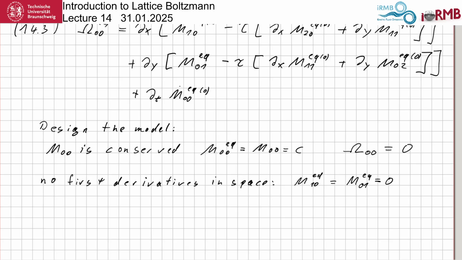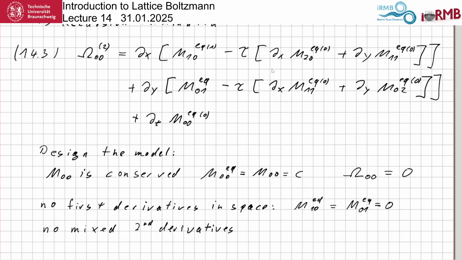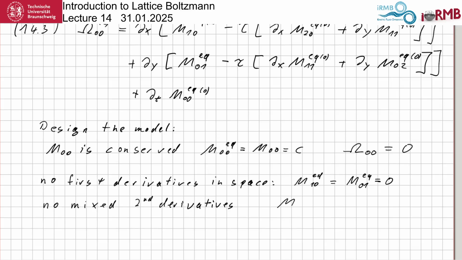We also, in our equation, only have a Laplace operator, which means we don't have a mixed second derivative. So what is this mixed second derivative? A mixed second derivative is x, y, so x, y on M11 and y, x on M11. If we don't have this, then we just say this M11 equilibrium is zero.